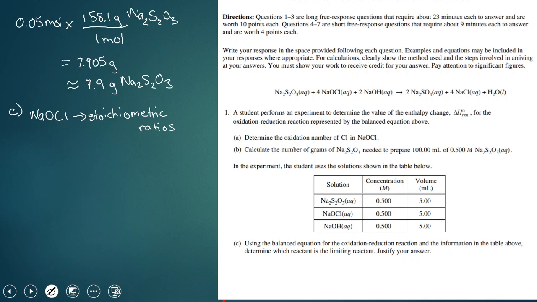Now definitely when you're writing your actual exam, make sure that you write out your paragraph responses. So, or maybe not full paragraphs, but at least sentence responses. So don't just write NaOCl, be sure that you justify based on what I just said regarding the stoichiometry.